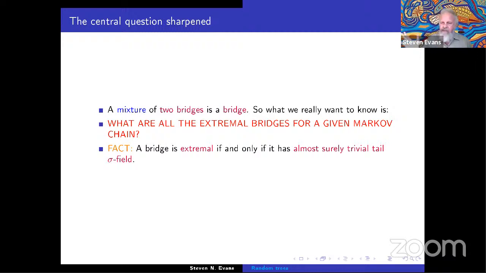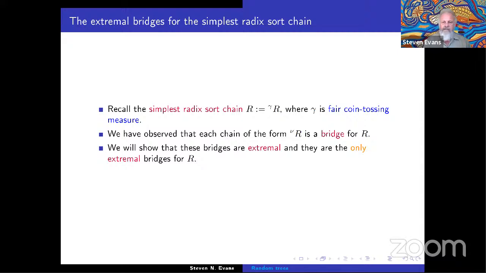So what are the processes that have the same backward transition dynamics as the ones we're interested in and that have almost surely trivial tail sigma fields? Recall the simplest radix sort chain that's built with input distribution fair coin tossing. We observed that if we look at another radix sort chain, that's a bridge for R. This one has the same backward in time transition dynamics; all the radix sort chains have the same backwards in time transition dynamics. And all of these have trivial tail sigma fields. That's clear from the Hewitt-Savage 0-1 law, right?